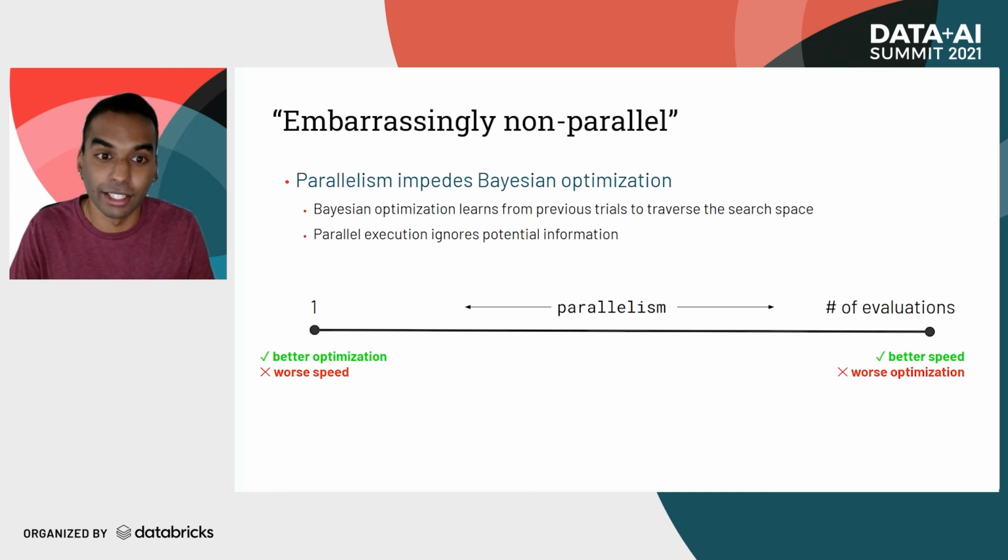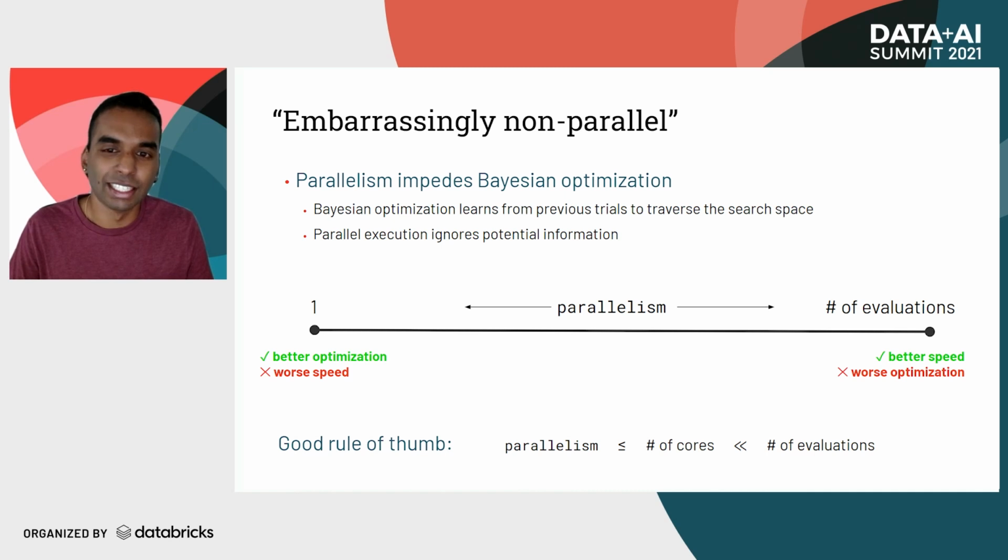Well, ideally, neither. Your parallelism is bounded by the number of cores available to you, but a good rule of thumb is to keep it an order of magnitude smaller than the total number of trials or models you want to evaluate. This way, you can distribute a good chunk of your workload while still allowing methods like Bayesian optimization to learn from previous iterations. So for example, if you had 32 cores available and wanted to run 300 evaluations in total, a good parallelism value would be 16 or 32.